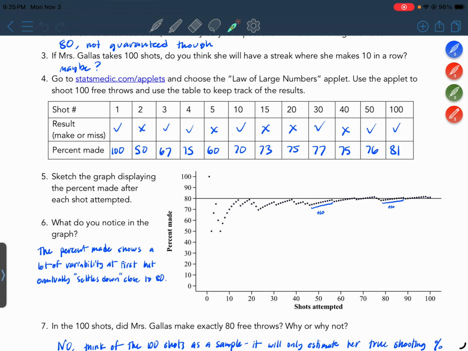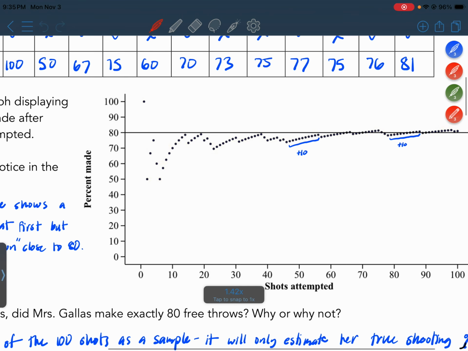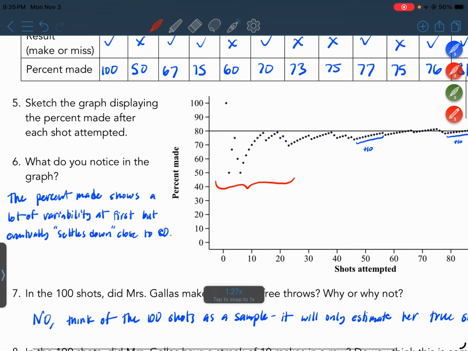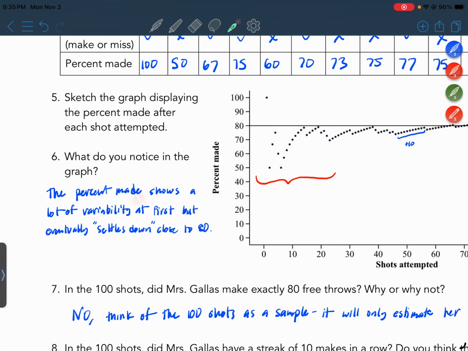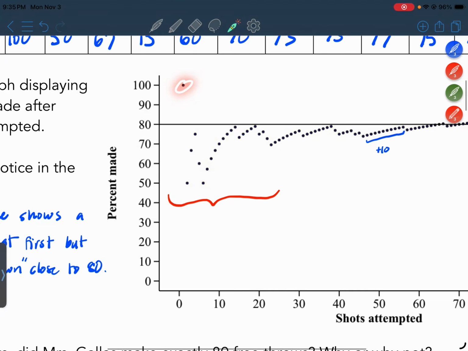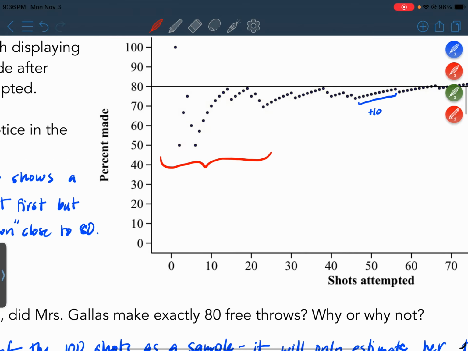Okay. And so let's write down this observation. I want you to notice that here at the beginning of the simulation, things have a lot of variability, right? There's peaks and there's valleys. It gets as high as 100%, it gets as low as 50%, and we see things all in between. So trying to estimate the percent that she makes is really hard to do because it's just unpredictable in the short run.